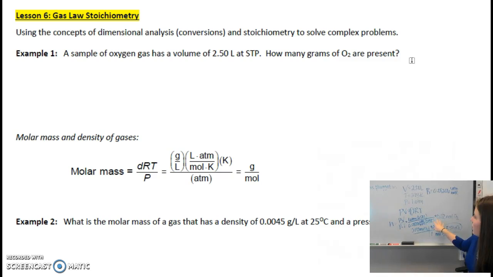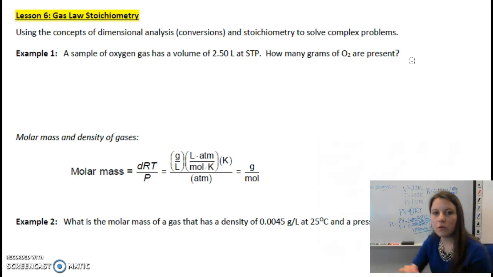So, first part shouldn't be too bad. That's what we've been doing with gas laws. The only new step here is the stoichiometry part, where we're going to go from moles to grams. And then if you go ahead and calculate that out, multiply the top, divide by the bottom, you get 3.57 grams, which should be your final answer there.